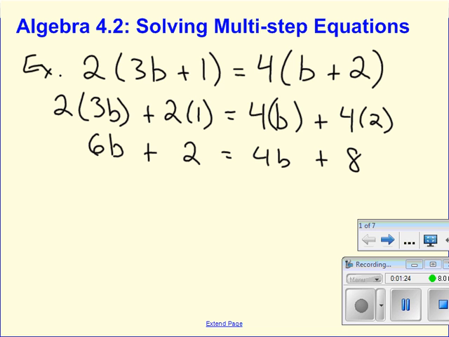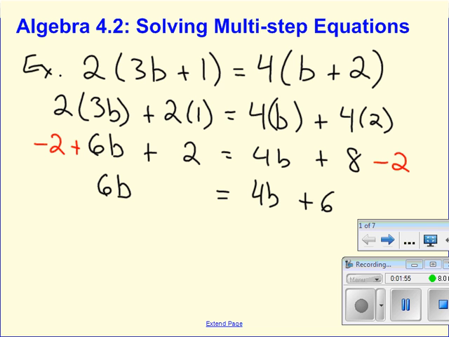Same as before. Whatever I do to one side, I'll have to do the other. If I want to get rid of the positive 2, I'm going to have to subtract or add negative 2 to one side and do the same to the other. Minus 2 plus 2 is 0, leaving me 6b. And I have 4b, 8 minus 2 plus 6.